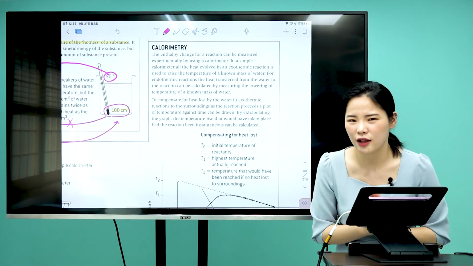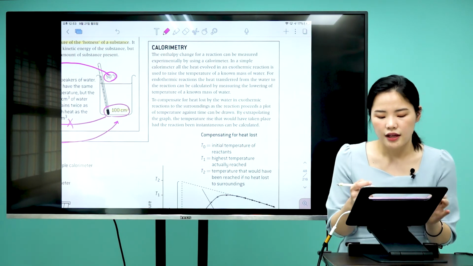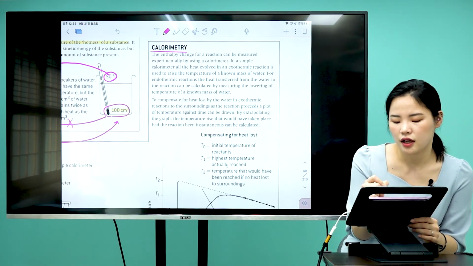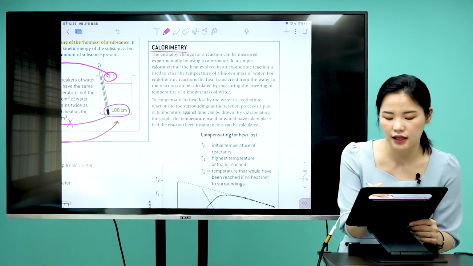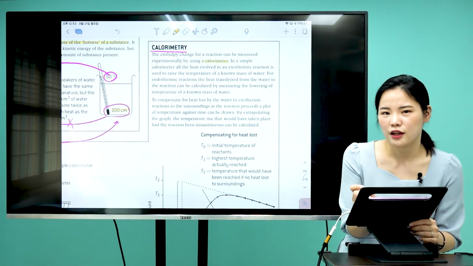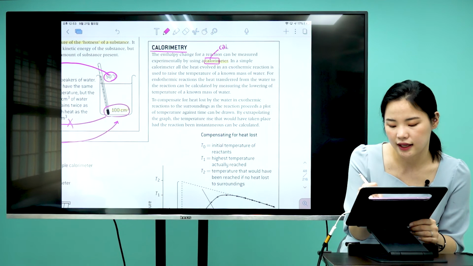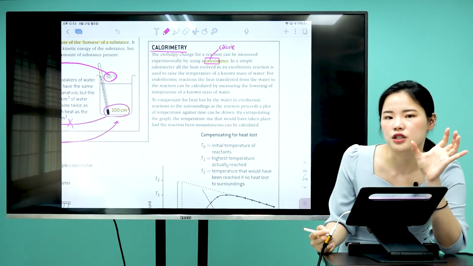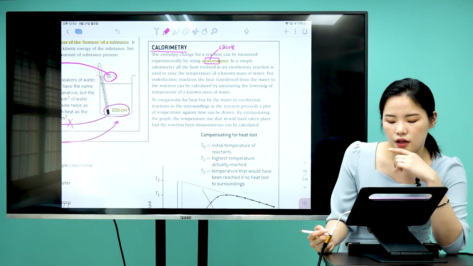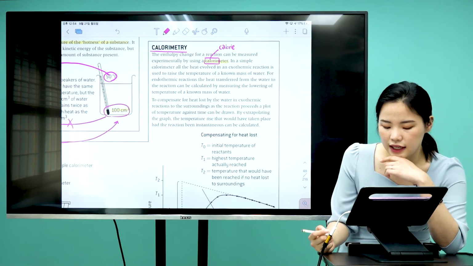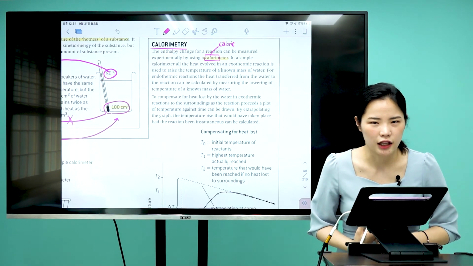So how can we measure heat? By measuring temperature, right? So there is something called a calorimeter or calorimetry. The enthalpy change of a reaction can be measured experimentally by using calorimetry. We know what a calorie is, right? We've seen it in a product, in the nutrition information of the product that says 297 kilocalorie or calorie. So the calorimeter measures the enthalpy change, and let's see how the calorimeter works.